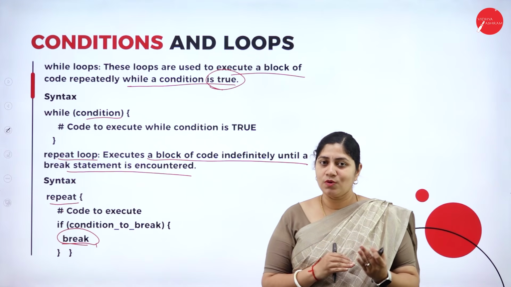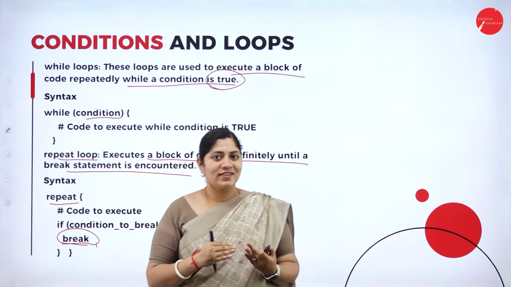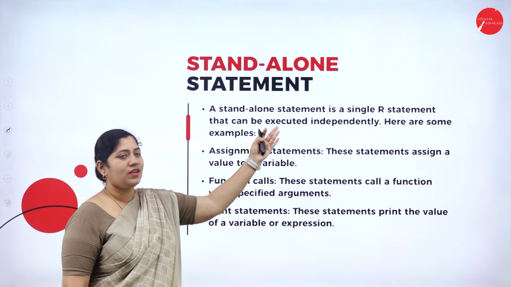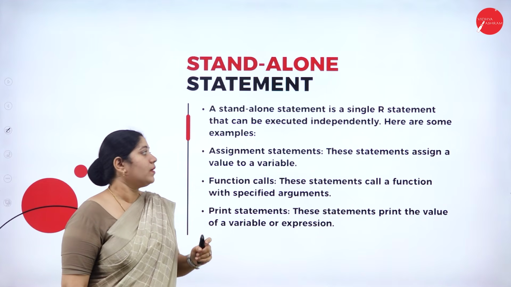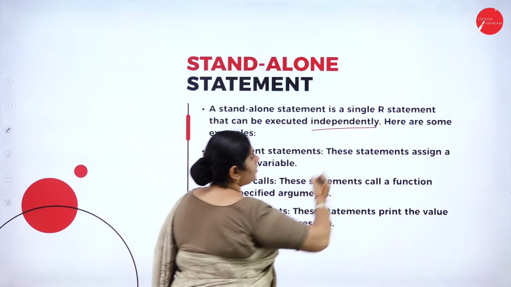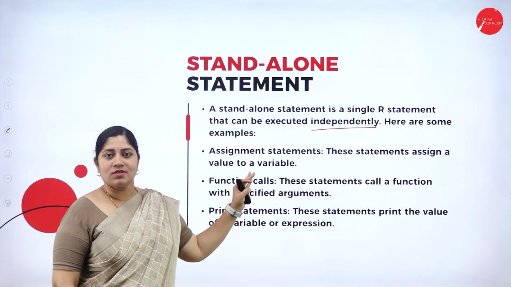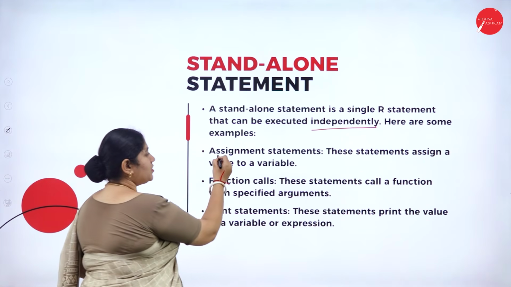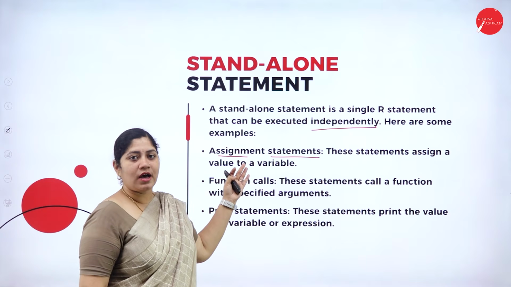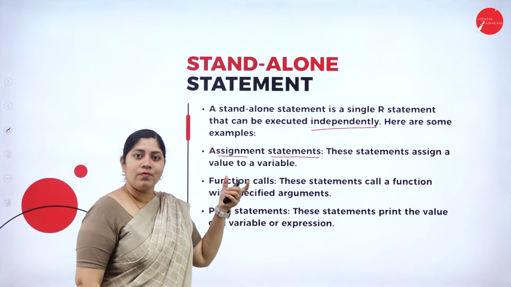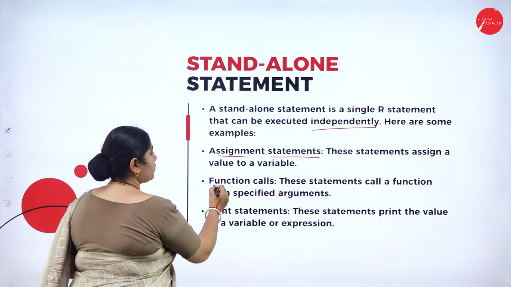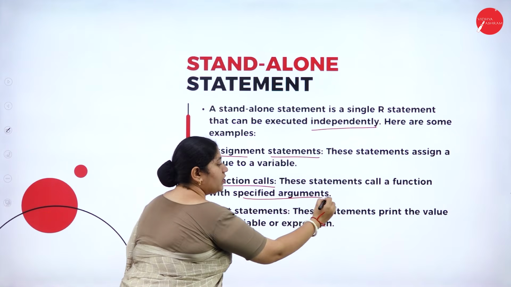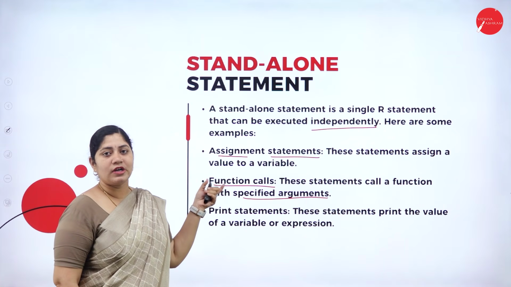Now, let's move forward and understand another main thing, none other than the standalone statement. We can say a standalone statement is a single statement in R which can be executed independently. Okay, so that's more important. Here we can see a few of the independent or standalone statements, like the assignment statement. These statements are used to assign a value to a variable. Next are function calls, where we can call a function with specified arguments. Alright, this is how the function call goes.